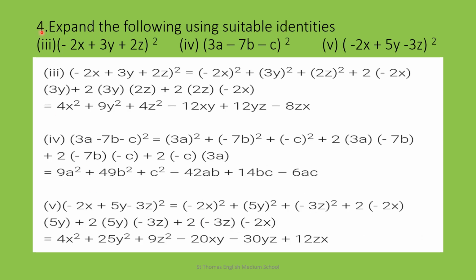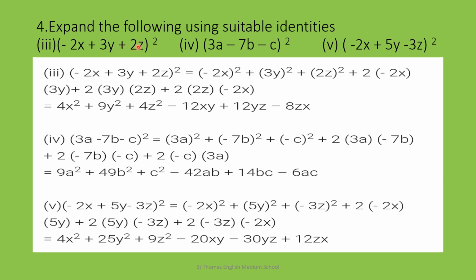Question number 4. Expand the following using suitable identities. In that, question number 3, minus 2x plus 3y plus 2z whole square. You are having the identity a plus b plus c whole square, that is equal to a square plus b square plus c square plus 2ab plus 2bc plus 2ac. Here a is minus 2x, b is 3y and c is 2z.